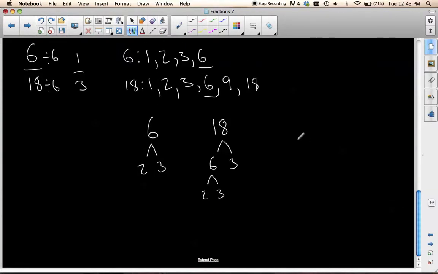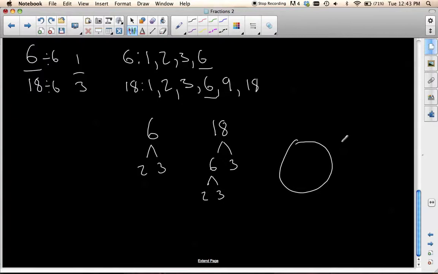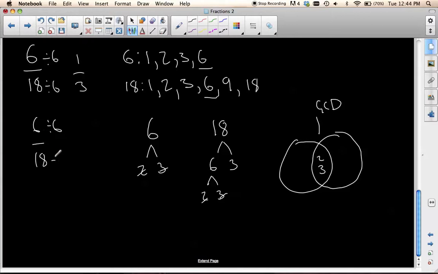So we can do what we've done before, where we make our Venn diagram. Well, they both have a 2, they both have a 3. Those go in the middle, and this right here is going to be my greatest common divisor. 2 times 3 is 6, and it gives me the same thing. So I still end up with 6 divided by 6 over 18 divided by 6, which will still give me 1 over 3. So that's one way of doing it.